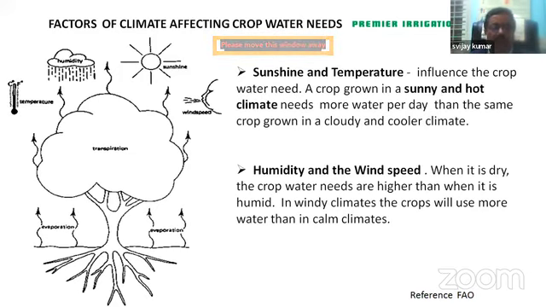Now, let us look at the climatic factors in a little more detail. The climatic factors basically are sunshine and temperature. Sunshine and temperature play a very, very important role. You can understand that if it is a sunny and hot day or a hot climate, definitely the plant's evaporation and transpiration will be very high and it will require more water. Similarly, if humidity and wind speed are very high, then the water required will also be affected. So this water requirement, as we are seeing, is quite a complex phenomenon. There are many factors like sunshine, temperature, humidity, and wind speed. All these factors put together will affect the water requirement of the crop.